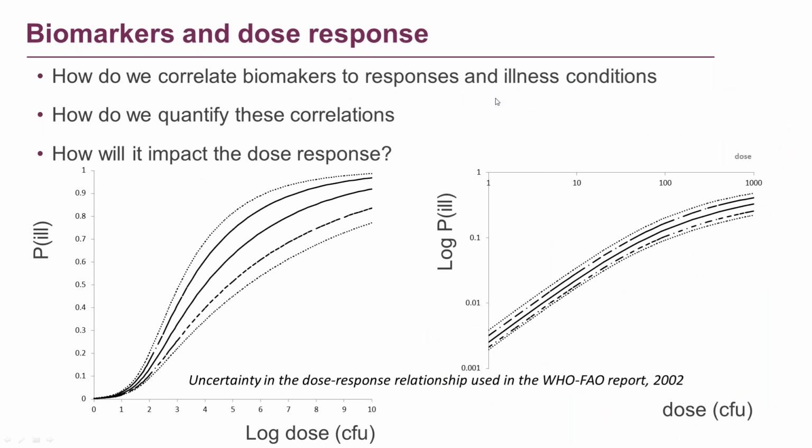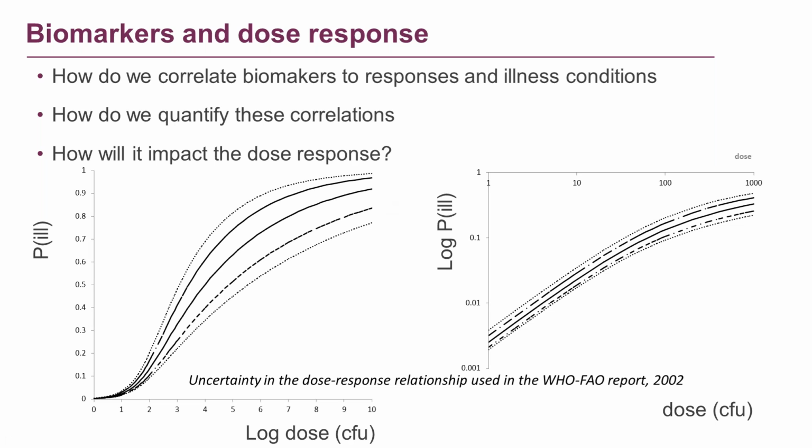So if we think about biomarkers and those responses, how would we go about that? How would we correlate biomarkers to responses and illness conditions? Questions come up like, how do we quantify these correlations and how will it impact those responses? As a basis, you could, for example, have a look at the WHO FAO report of 2002, where a lot of work has been done on getting a dose-response relationship for Salmonella. And what these lines here indicate is the thick line is the expected value for the probability of illness, and the dashed lines around it give the 95% confidence interval about this illness, and the thin dotted lines give the upper and the lower bounds.